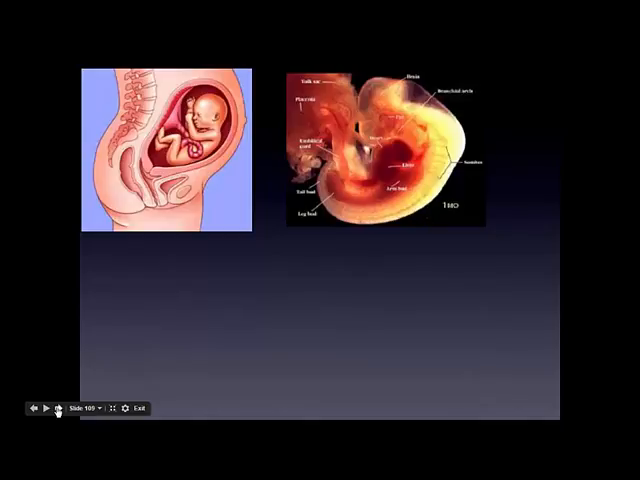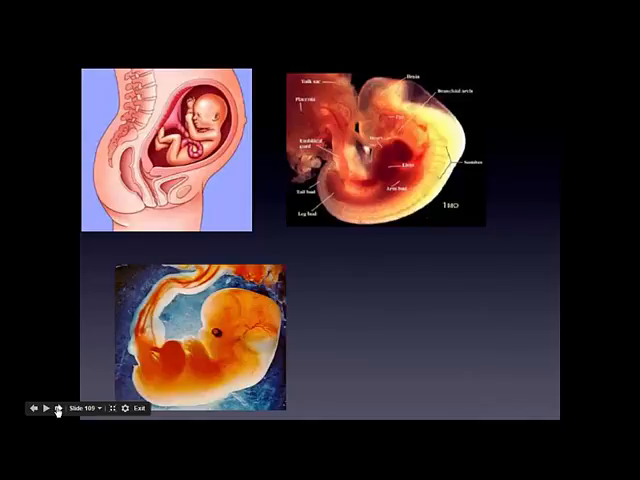During the early stages, it just doesn't look like much, but you can see the start of the eye. You can see a heart in here. You can see the heart beats very early. It's one of the first organs to start to function. It has a brain and a spinal cord starting to form here.